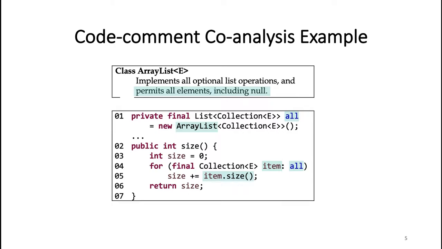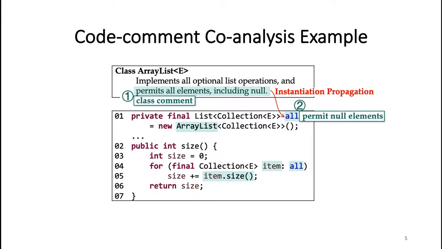The class ArrayList has a comment saying that it permits null elements. In line 1, the variable all is instantiated as an ArrayList instance, so we can propagate the comment to the instance all. In line 4, we visit each item stored in the instance all. The instance all permits null elements. It means that the variable item here can be null. In line 5, when item is null, it will cause null pointer access. So a null pointer exception will be triggered.